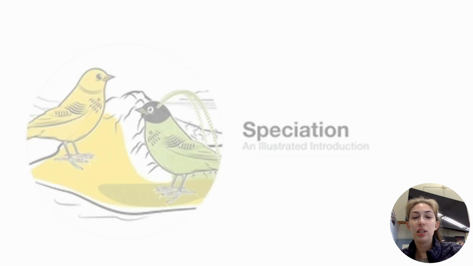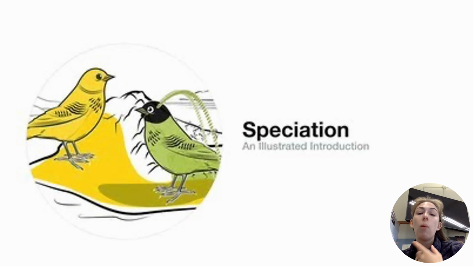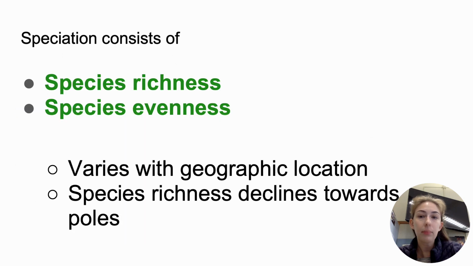This video here is going to walk you through speciation, or why we start to get that genetic variation. This really applies to Darwin and his finches and how these species are all finches, but they have variation in them. Keep in mind, we have species richness and species evenness. Okay? Speciation consists of these two factors, and they're going to vary with geographic location, and species richness can start to decline.